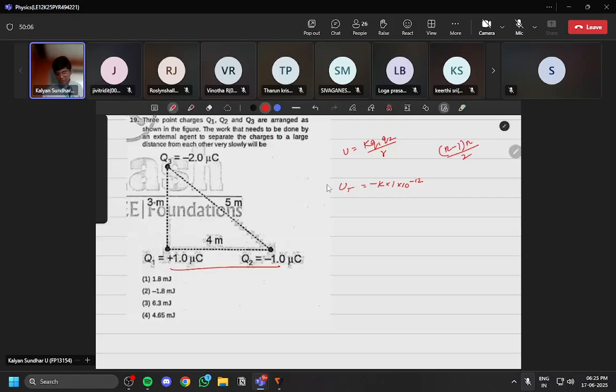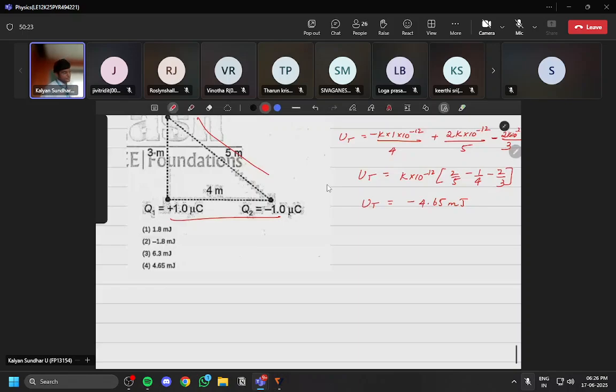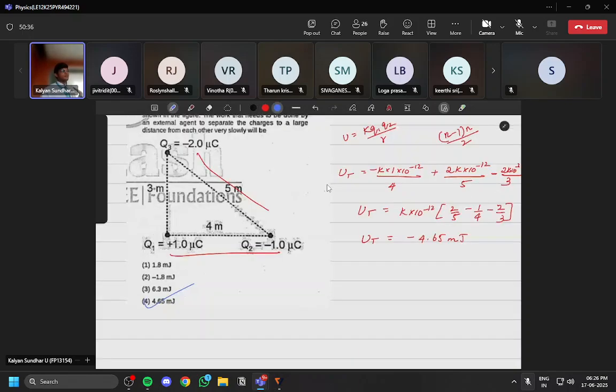So taking common, UT will be equal to, common I can take as K into 10 to the power minus 12, taking common, this will be of 2 by 5 minus 1 by 4 minus 2 by 3. So UT you will be getting as minus 4.65 millijoule. So answer is option 4. A negative, this is the total potential energy required for it. If I bring everything back from here again, opposite work is being done. Correct? Minus is here, so I have to do plus 4.65 millijoule.